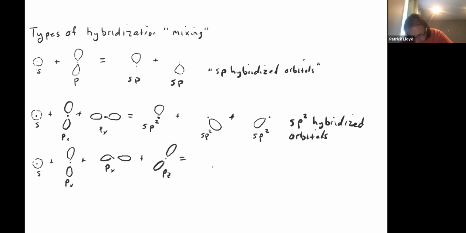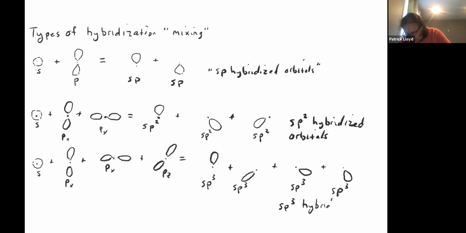Now you're going to get something that looks like this, plus something that looks like this, plus something that looks like this, plus something that looks like this. Okay, and we're going to call these sp3 orbitals. Again, the number you put in is equal to the number you get out. And these would be called sp3 hybridized orbitals. Okay, so you get 4 out.